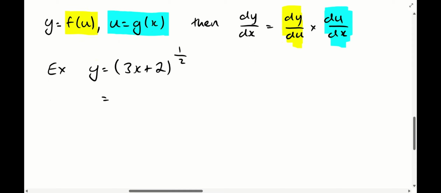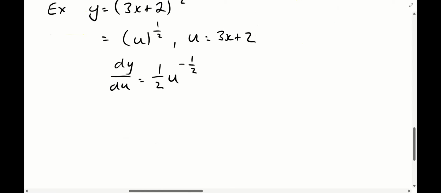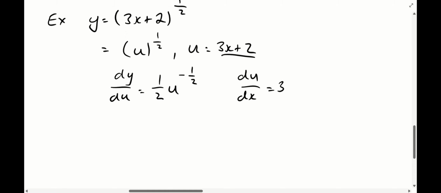Well, once again, we just say that this is equal to u to the power of a half, where u is equal to 3x plus 2. Well, if we take the derivative of y with respect to u, we end up with a half of u to the power of negative a half. And if we take the derivative of u with respect to x, so du over dx, well, that's equal to just 3 again. That's that part there.